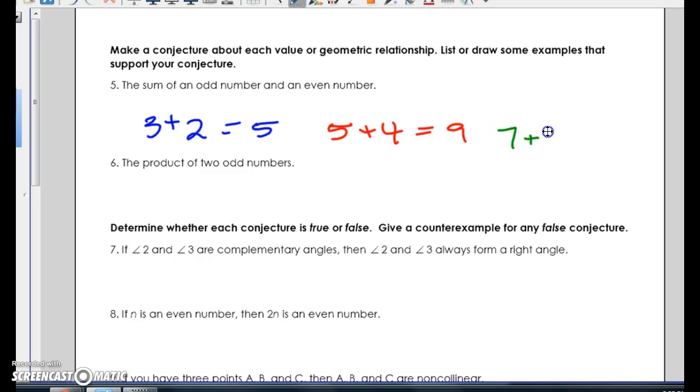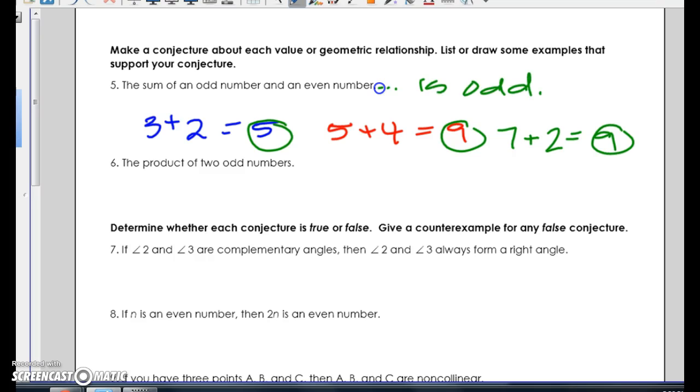Add it to another even number, let's do 2 again, and we get 9. So if you take a look at the sum every time when we added an even and an odd number, I think the conjecture we could make is the sum of an odd number and an even number is odd. So that's how we would complete that conjecture.